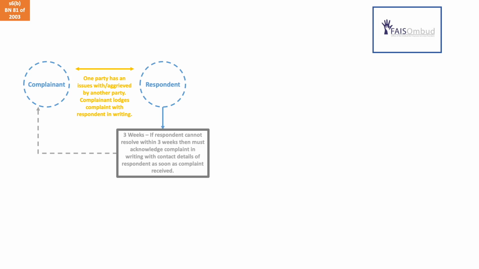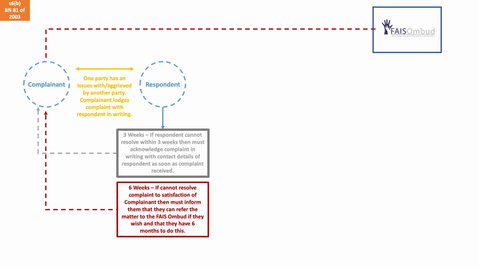Once a complainant lodges a complaint with the respondent, and the respondent realizes that they cannot resolve the complaint within 3 weeks, then they must acknowledge receipt of the complaint in writing and provide the contact details of the respondent as soon as the complaint is received. If the respondent cannot resolve the complaint to the satisfaction of the complainant within 6 weeks of receiving the complaint, then the respondent must inform the complainant that they can refer the matter to the FAIS Ombud if they wish, and that they have 6 months to do this.